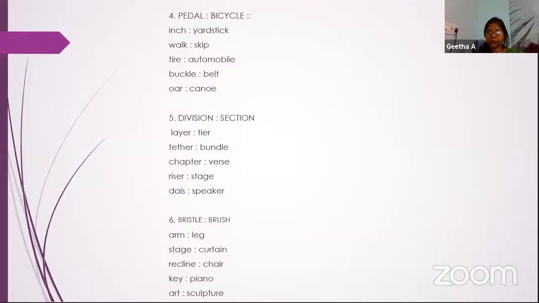Okay. So we look into the sixth one, bristle and brush. So the brush will have bristles, right? On the top. So like that: arm, leg; stage, curtain; recline, chair; key, piano; art and sculpture. Bristle is nothing but the brush on top will have a lot of fine things, right? Those are called the bristles. A lot of people are saying key and piano. Okay, stage and curtain also, Kamalnath says.